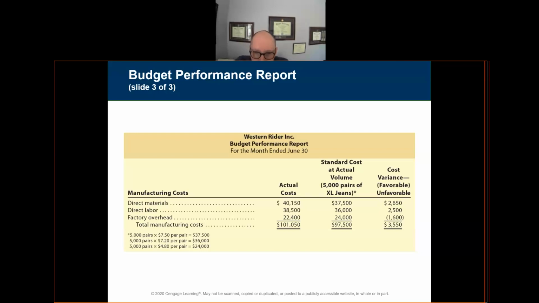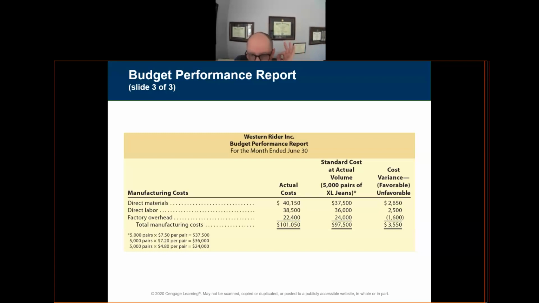Then you take your actual cost, I'm sorry, let me back up. The first step is to calculate your standard cost for direct materials, direct labor, and factory overhead. How you do that is you take your standard cost per unit times the number of units produced. That will get you your standard cost for each element: direct materials, direct labor, factory overhead.